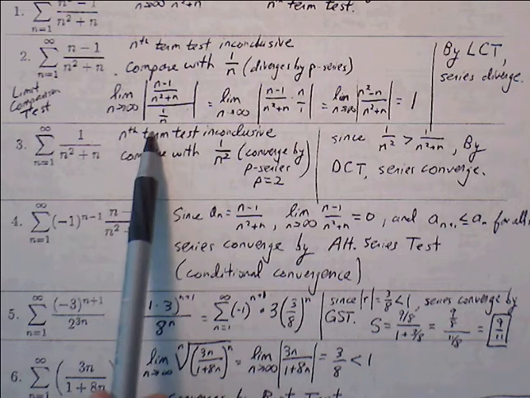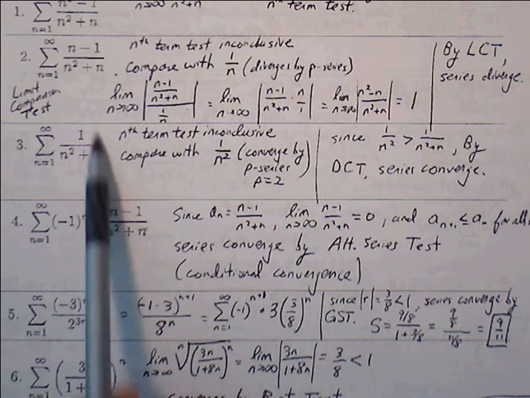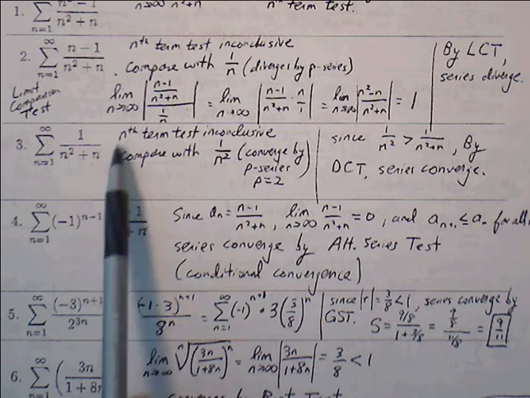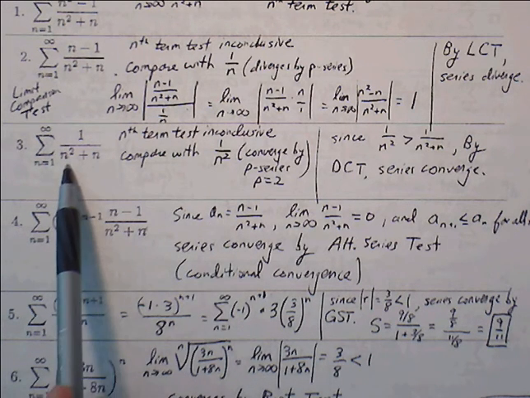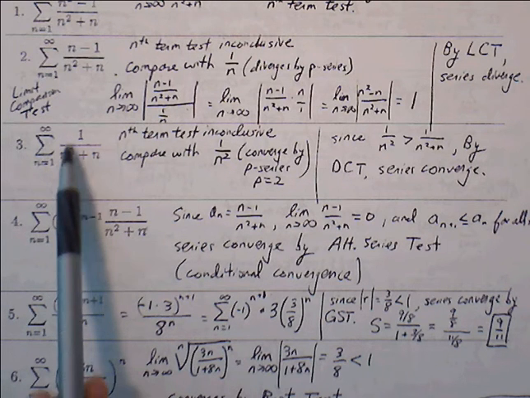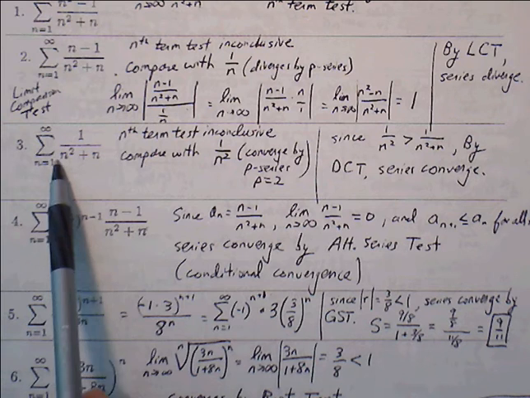Number three, first thing, nth term test. The nth term test will be inconclusive because the limit of this rule of sequence will go to 0. So next up is looking at maybe a comparison test, since this is similar to a relationship of 1 over n squared.